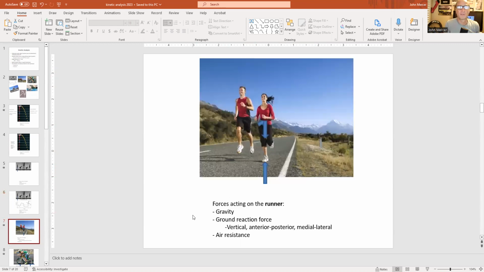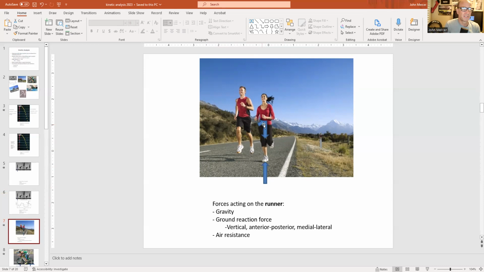And this concept continues. We can look at running, and we can look at the forces acting on the runner. In this case, I've got air resistance, I've got gravity, and I have the ground reaction force. And it's important to know the ground reaction force is a three-dimensional force. It acts in 3 directions: vertical, anterior-posterior, and medial-lateral. But we'll typically just analyze one dimension at a time.